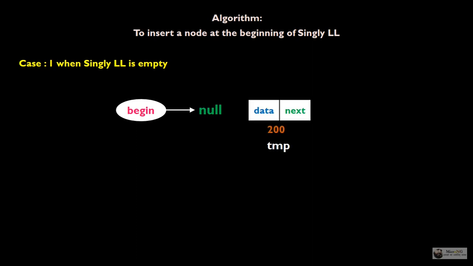So in this case, first we create a temporary node. TMP is a temporary node which is having two parts, data and next part. In the data part we have to store the value, and in the next part we make it null. Since there are no nodes, simply begin should come and point to the currently created node temp, so that it will get joined at the beginning of single linked list.